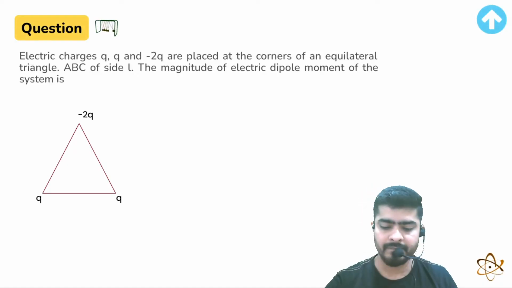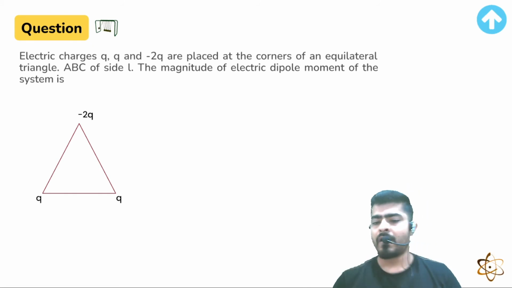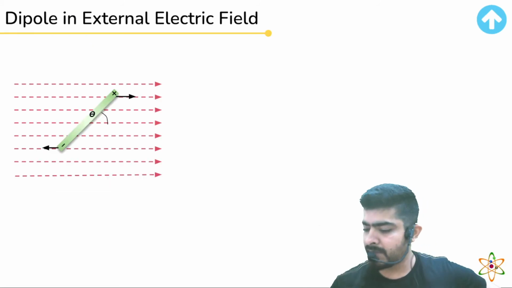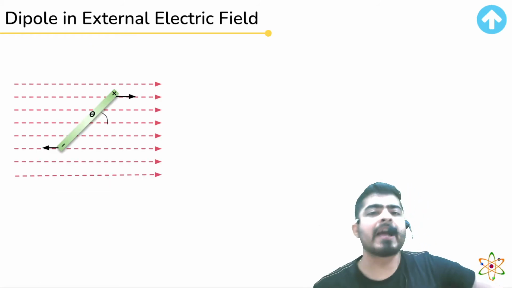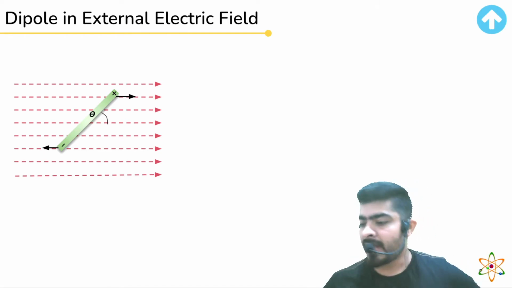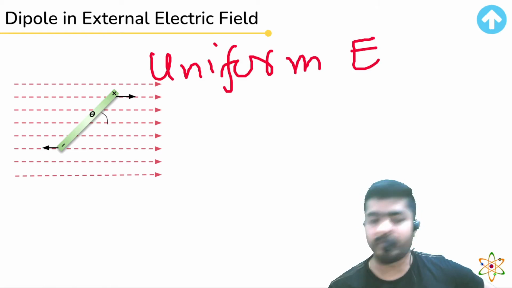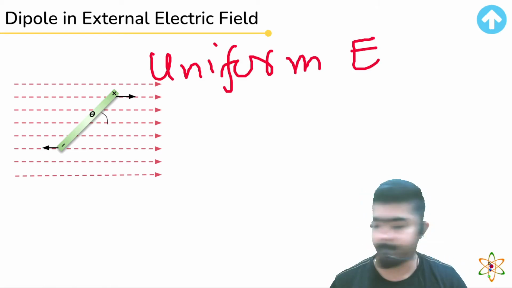Okay, so let's jump to the next topic, which is the behavior of a dipole in an external electric field. Actually right now we should write down uniform electric field. What happens in that case? So all of you know this formula already.